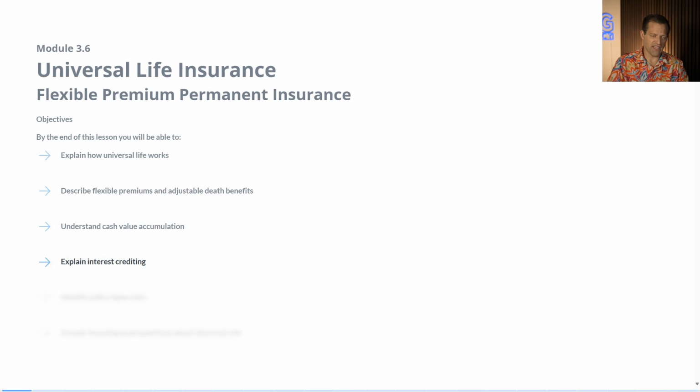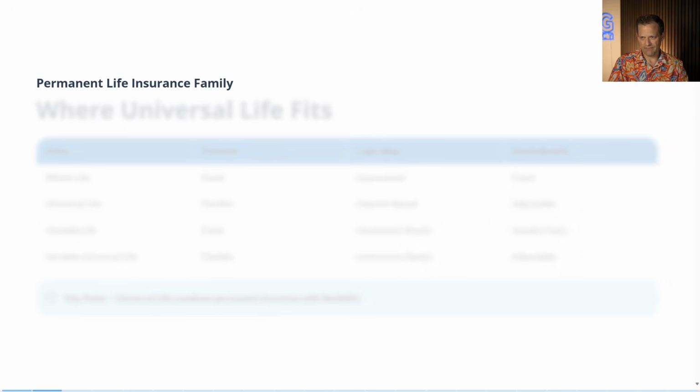These do accumulate cash value, like whole life insurance. Explain interest crediting, kind of an unusual thing that universal life does. Identify policy lapse risks, a very big problem with a lot of universal life plans sold many years ago. And answer licensing questions about universal life so we can help you pass the exam the first time.